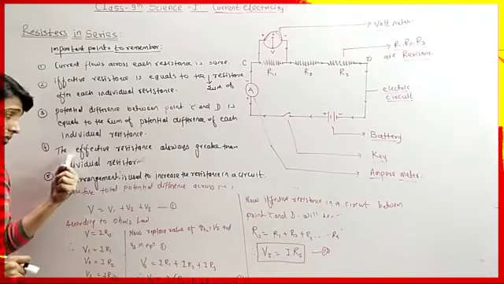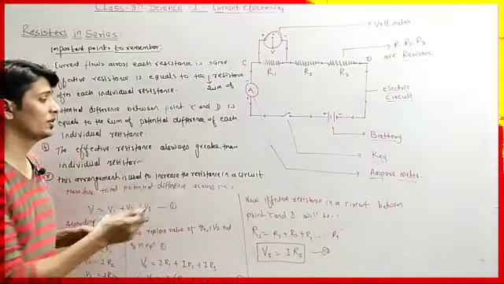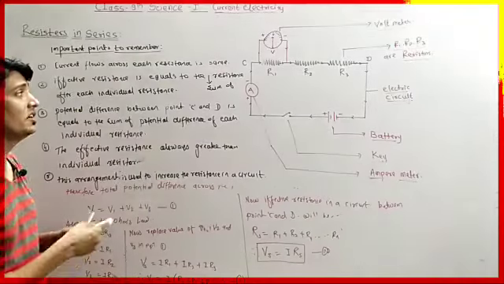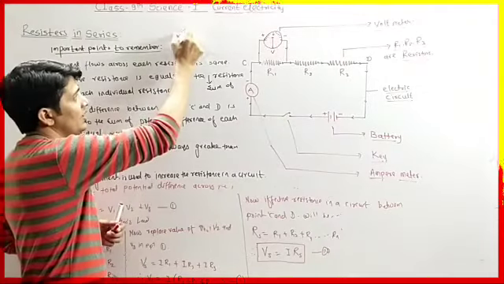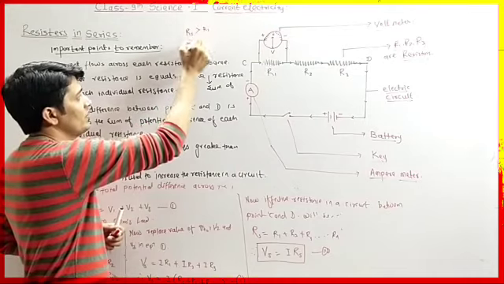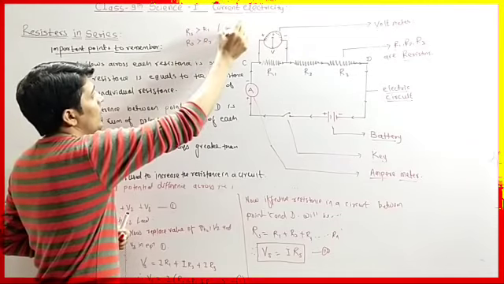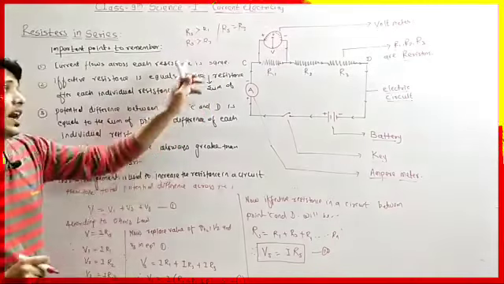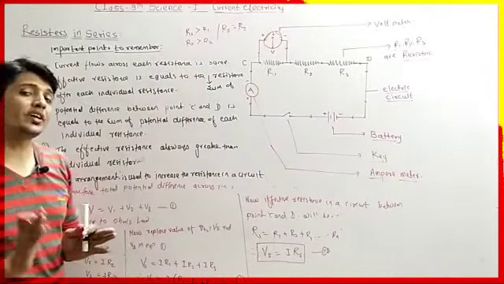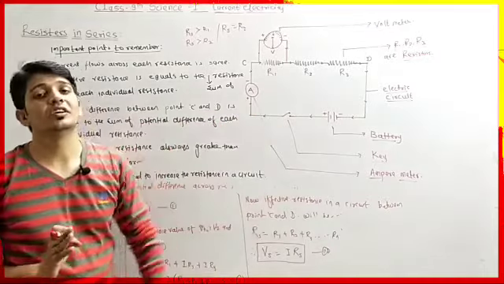Next, the effective resistance, that is Rs, will always be greater than the individual resistances. So Rs is always greater than R1, Rs is always greater than R2, Rs is always greater than R3. The effective resistance in a series circuit is always greater than the resistance of each resistor.